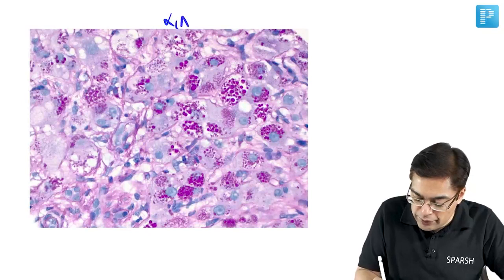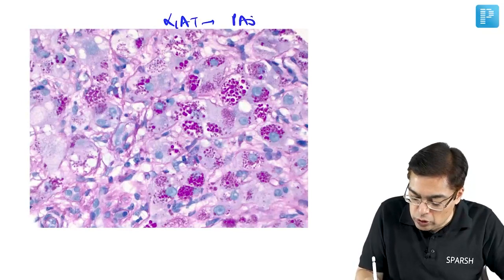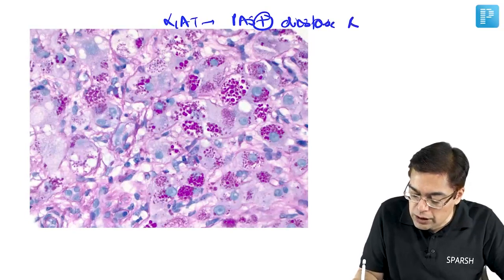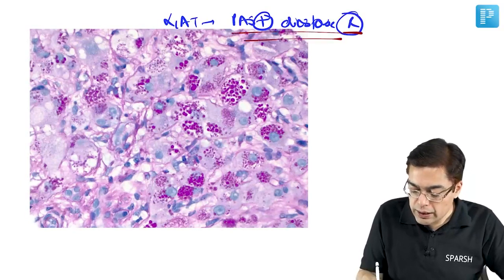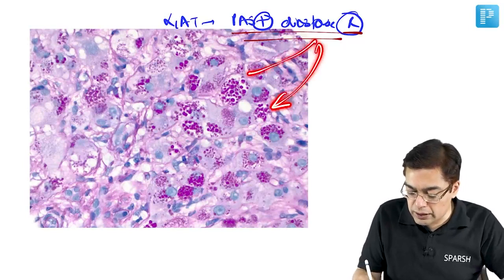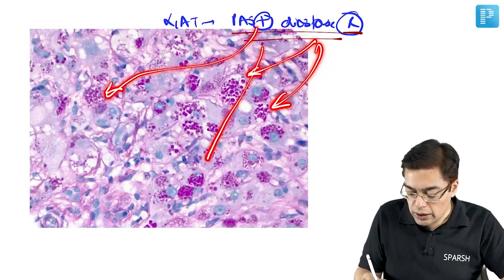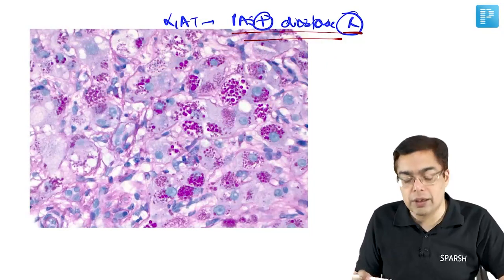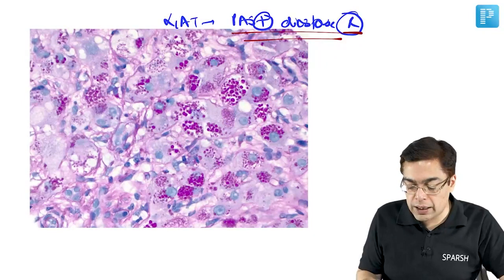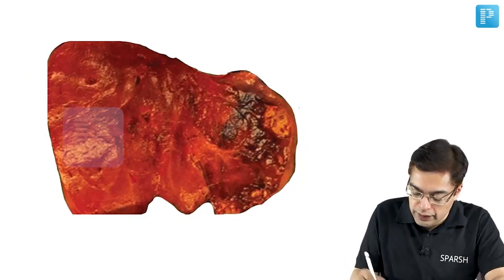Alpha-1 antitrypsin would have this appearance when we are talking about PAS positive diastase resistant granules. PAS positive diastase resistant granules are the magenta colored granules that you have in the hepatic tissue, and that is going to be a very confirmatory finding so far as alpha-1 antitrypsin deficiency is concerned.